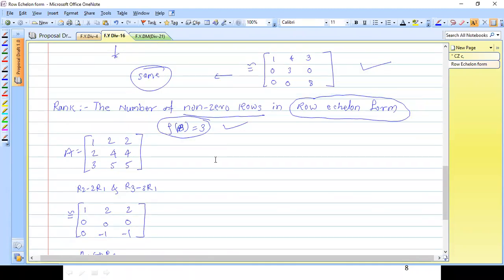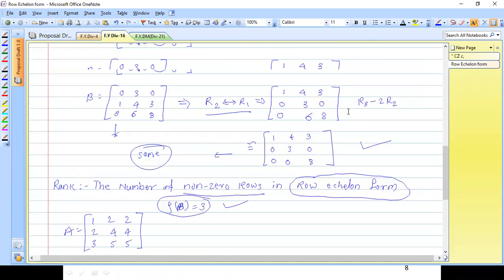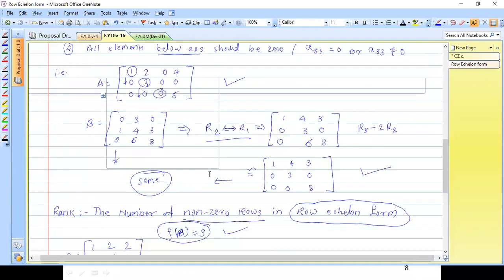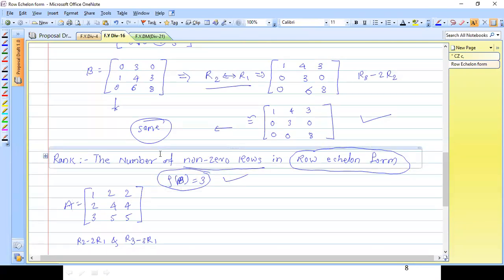this is important. Write down: the rank of a matrix A is the number of non-zero rows in row echelon form. What is row echelon form? This is the condition of row echelon form. Okay, so write down. This is a very important one.